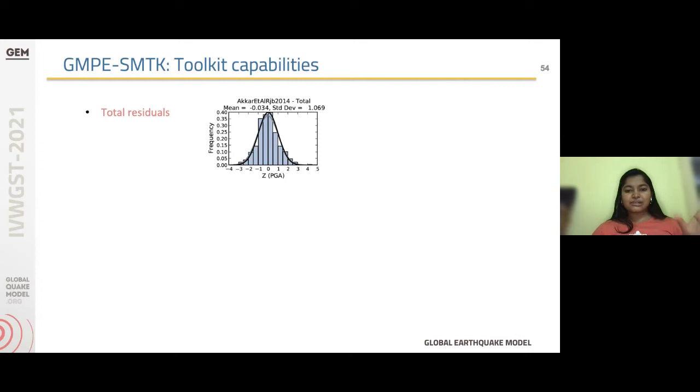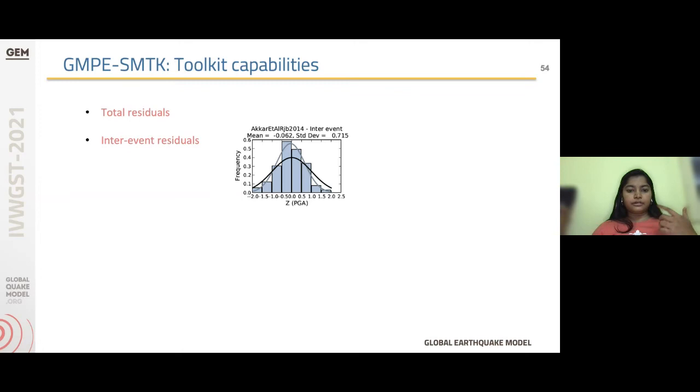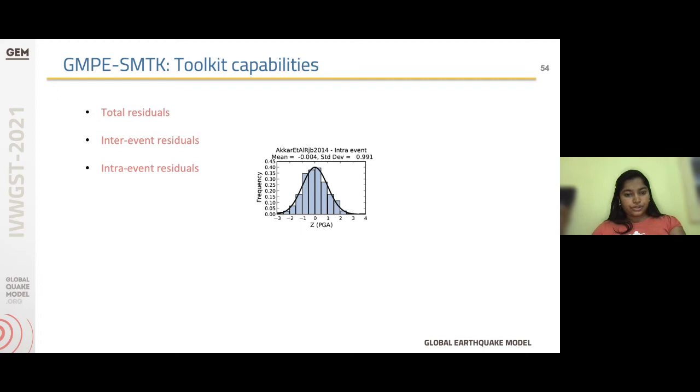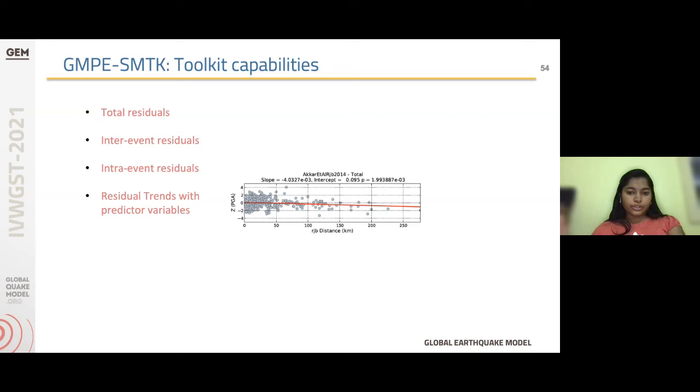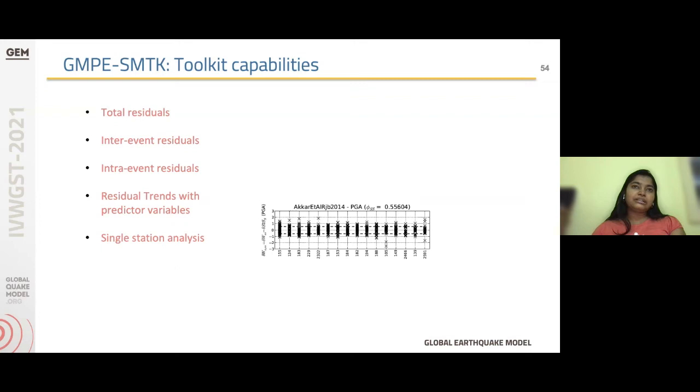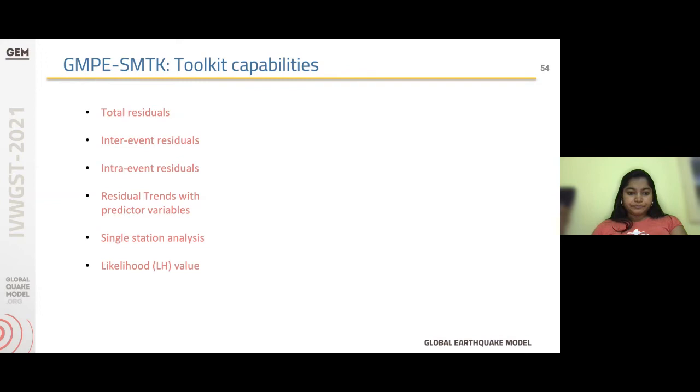Like I was saying, the plots that I will be showing now are some of the plots that have been generated from the toolkit. The first one is the total residuals, like I explained. Apart from the standard deviation, which has an aleatory and an epistemic component, we have what is called an inter-event residual and intra-event residual. So the same standard deviation is further split into inter and intra-event, and these are also things that we can study. Another one is residual trends with predictor variables, like I explained, and single station analysis. This is particularly useful if you have a sufficient number of records for a given station, and helps in understanding the intra-event residuals. And there are likelihood tests, log likelihood tests, and so on.